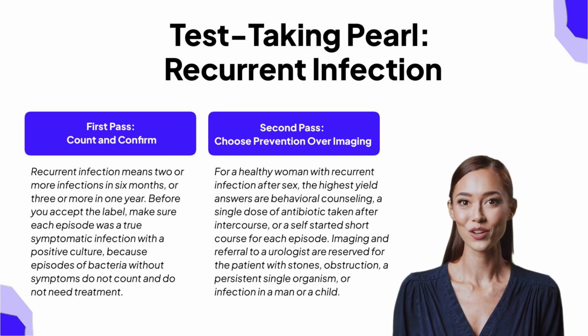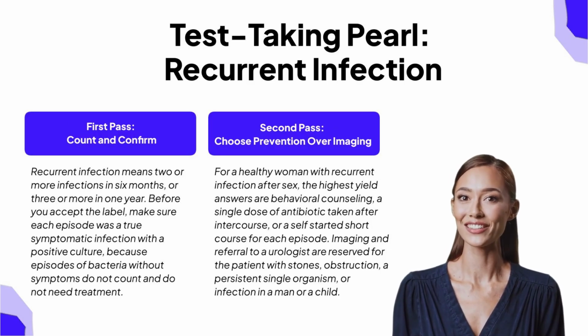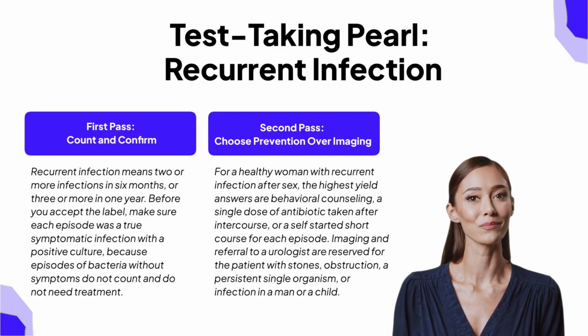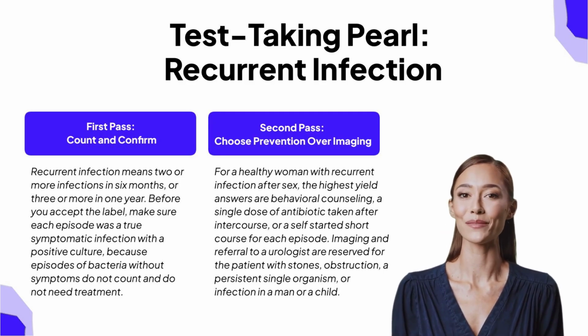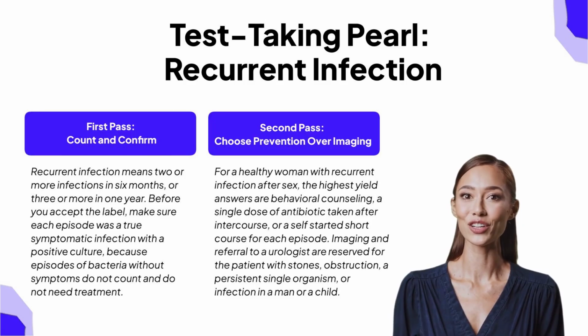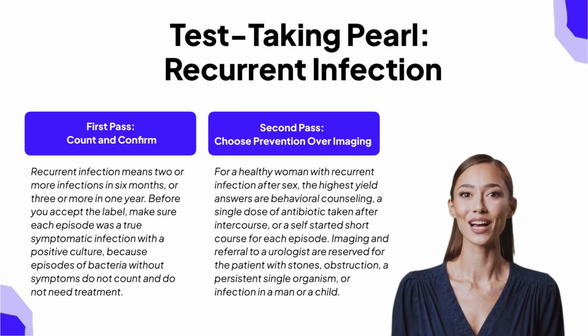Here's a critical pearl on recurrent infection. On your first pass, count and confirm. Recurrent means 2 or more infections in 6 months or 3 or more in a year. Before you accept that label, verify each episode was a true symptomatic infection with a positive culture, because bacteria without symptoms don't count and never needed treatment. The writers love to inflate the count with cultures from a patient who felt fine.